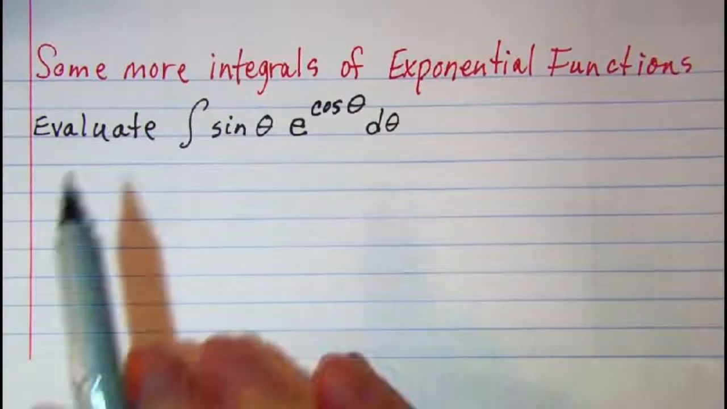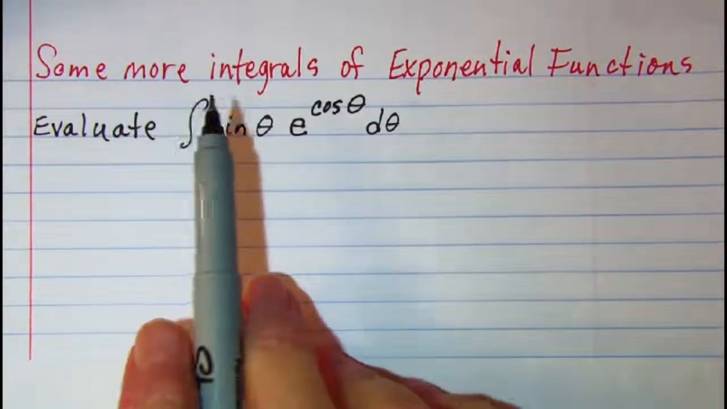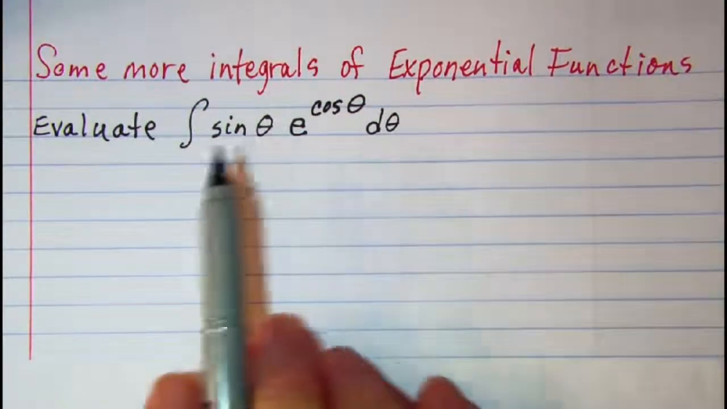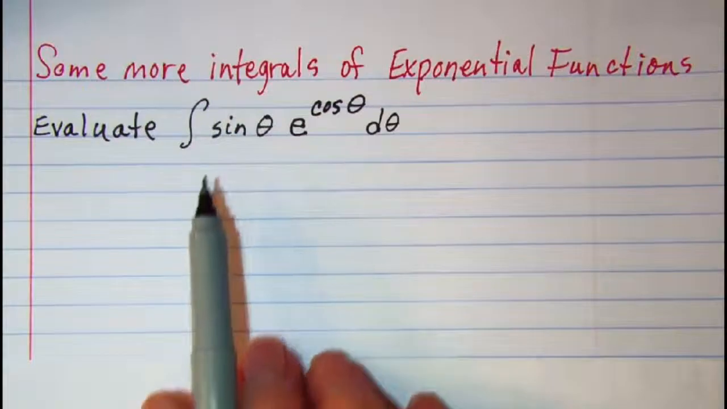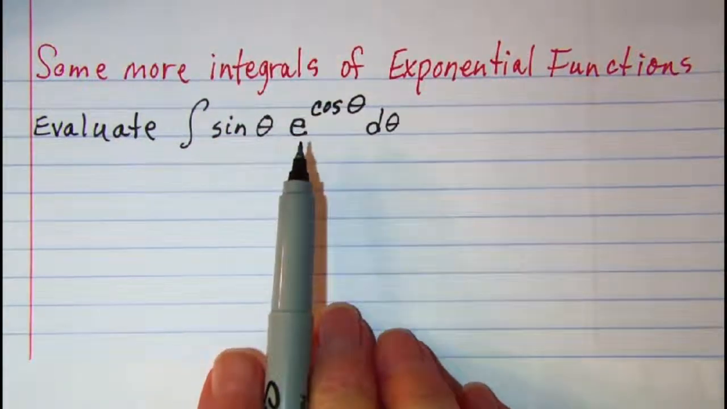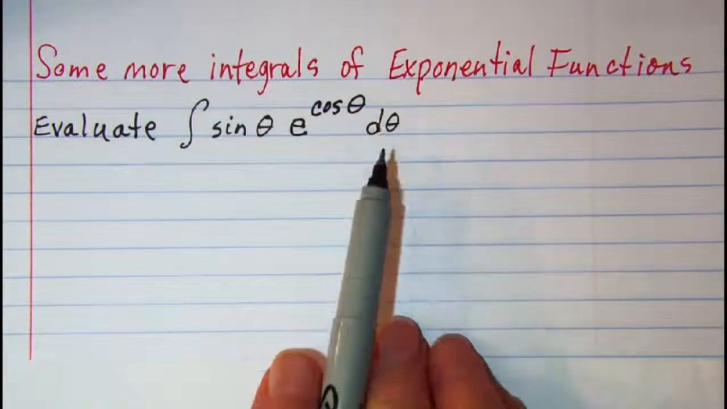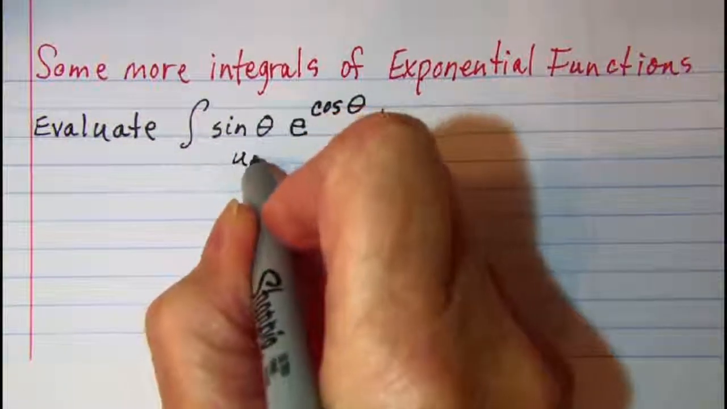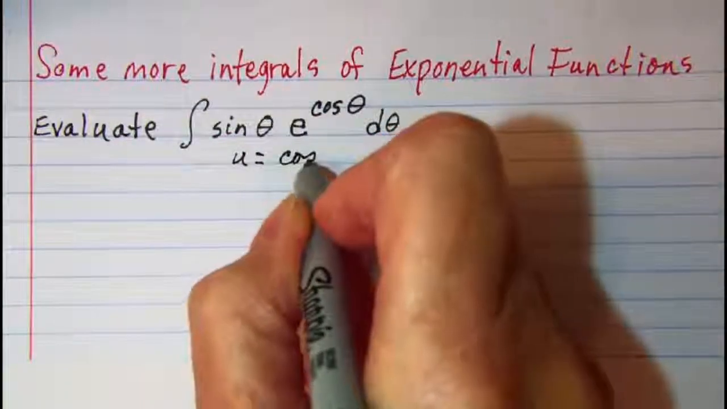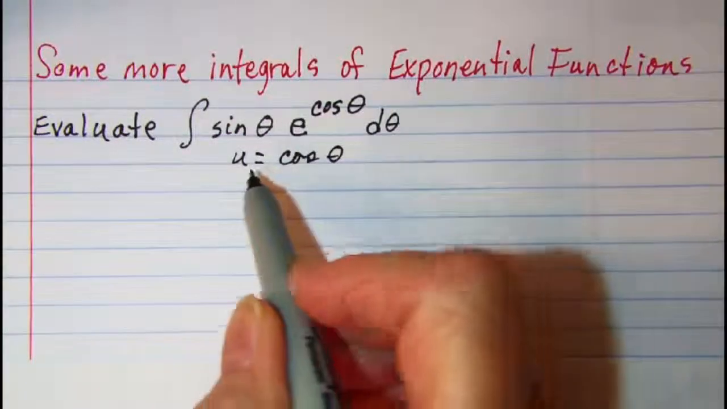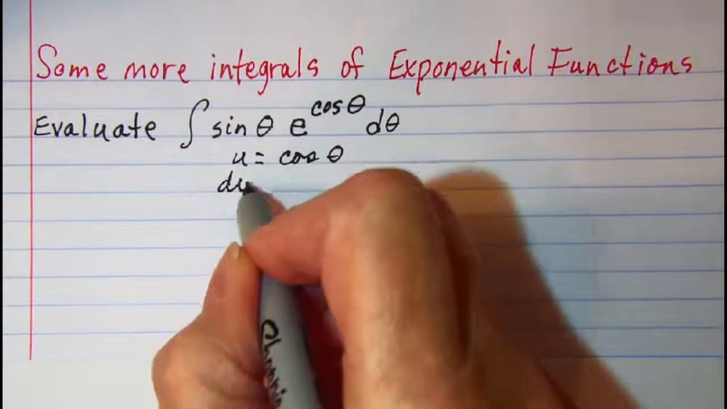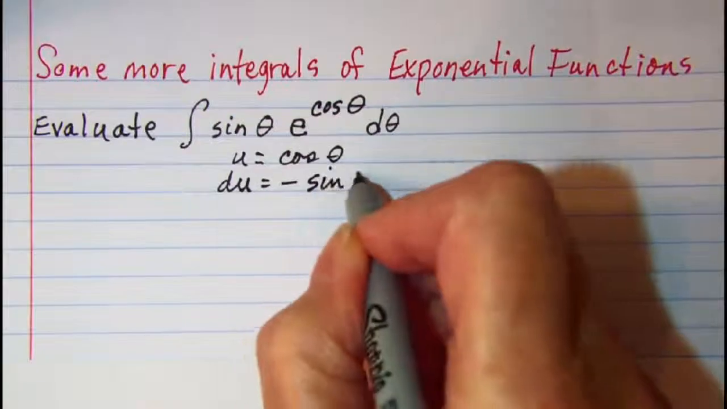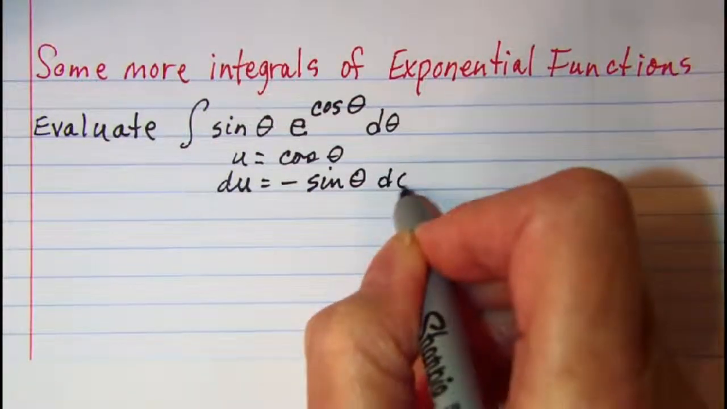In this video, we'll be doing a couple more examples of integrals of exponential functions. Our first one is to evaluate the integral of sine theta times e raised to the cosine theta d theta. Now we need to let u equal cosine theta, and then when we differentiate we get du is equal to a negative sine theta d theta.